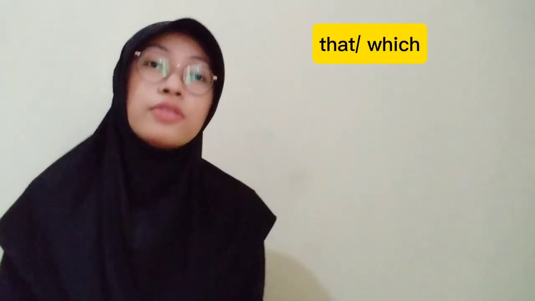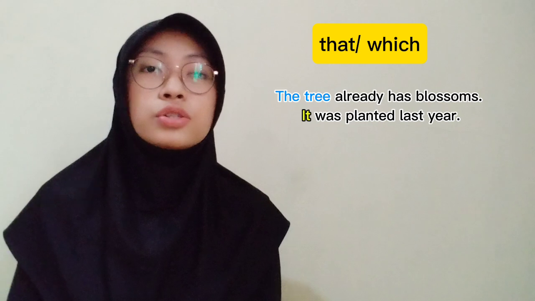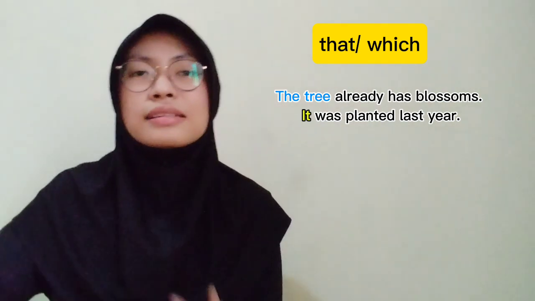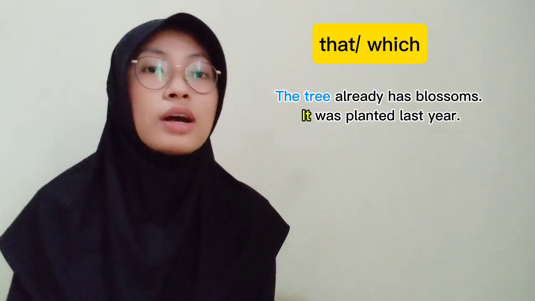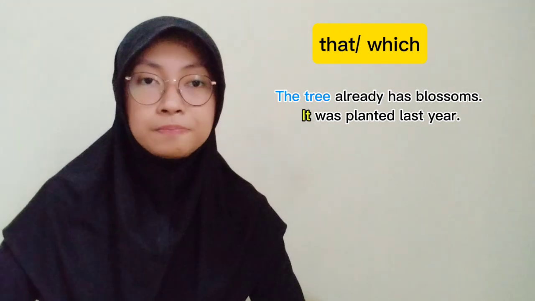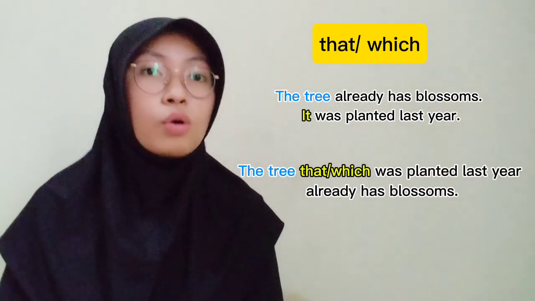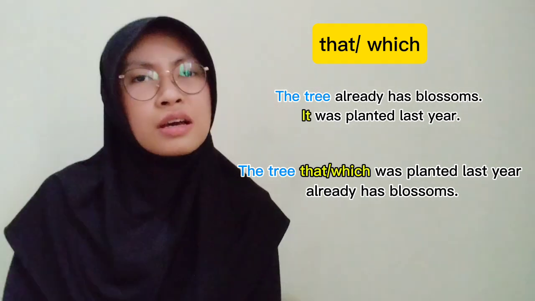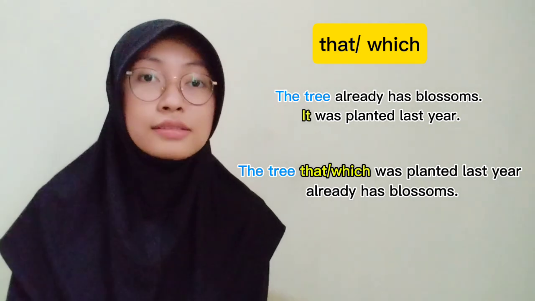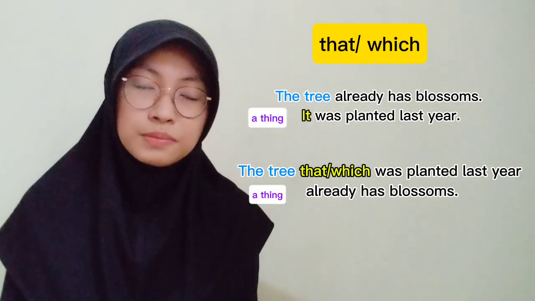Third, we have that or which. Look at the sentences. The tree already has blossoms. It was planted last year. Let's combine the sentences by using the relative pronoun that or which. So they become, the tree that or which was planted last year already has blossoms. The relative pronoun that or which is used if it acts as a subject or as an object and the noun being described is a thing.